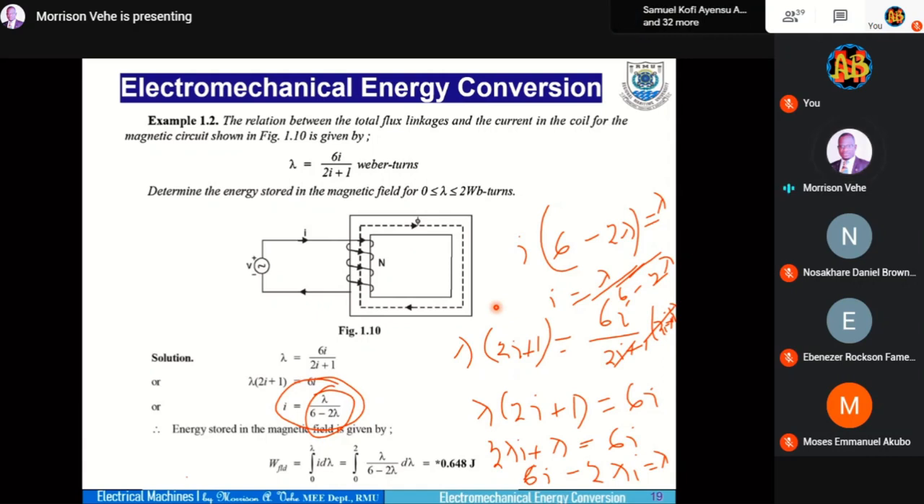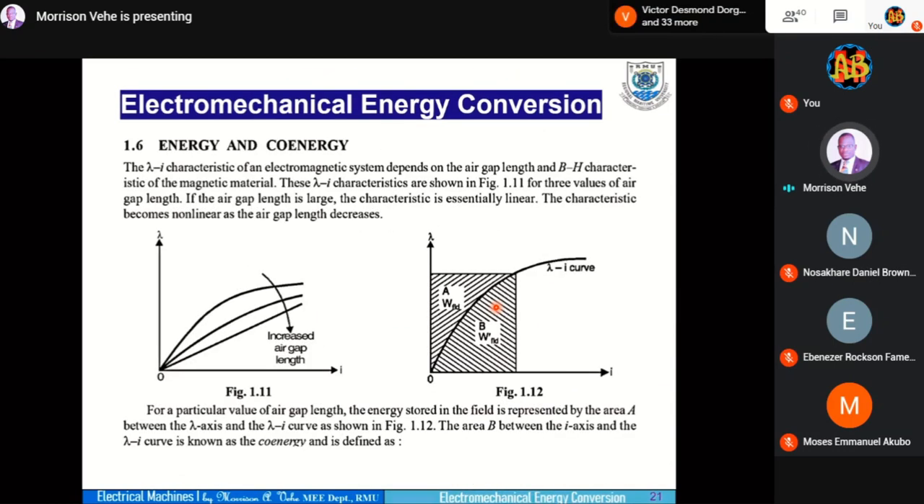So we'll be playing around with these issues of stored fluid energy, force, and so on and so forth. Basically that's what is going to happen. So I want us to look at another concept, which is energy, and then co-energy.